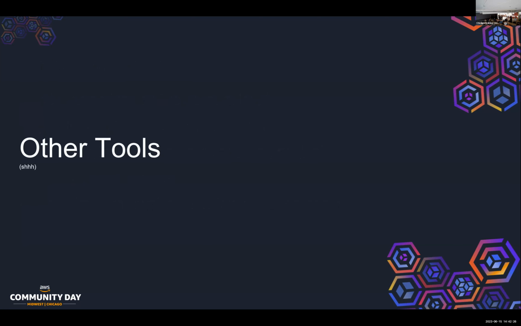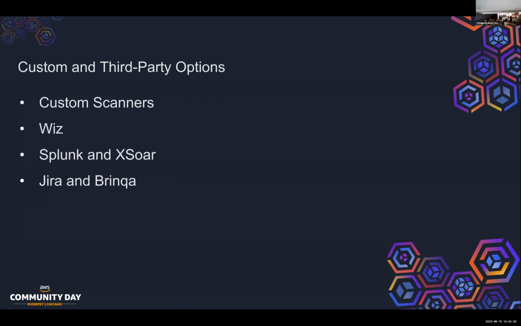So, other tools. I'm not talking about this at an Amazon conference. We use some custom and third-party options. These are the 4 high-level ones I'm going to talk about. We have our custom scanners. We're using something for vulnerability management called Wiz. We use Splunk and XOR, and we're using Jira and Brinko. And I will talk about those.